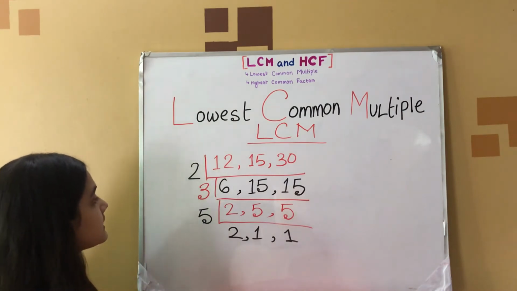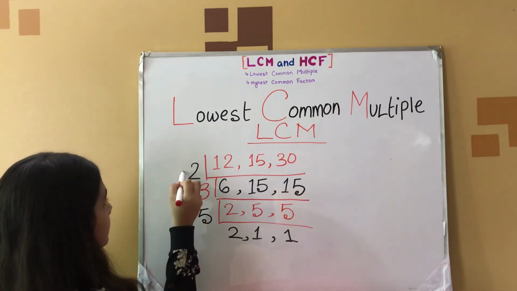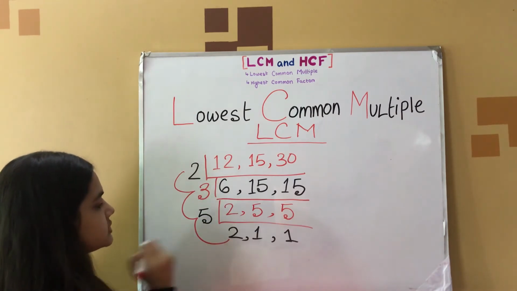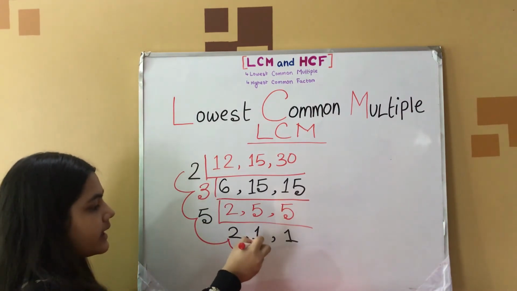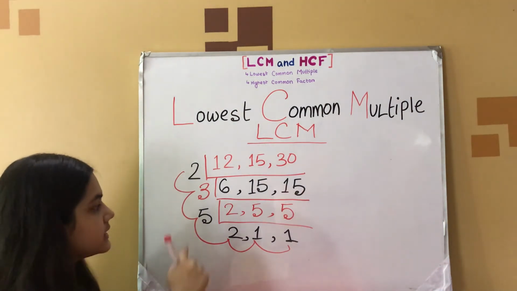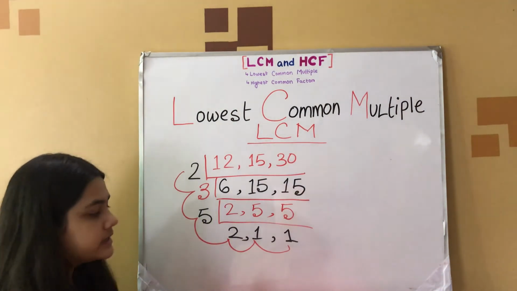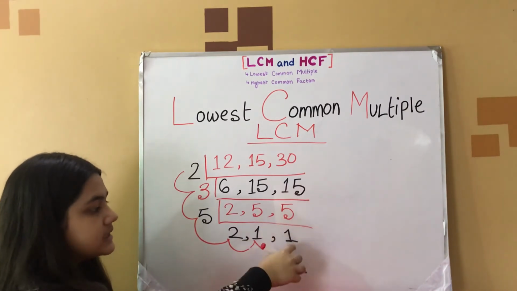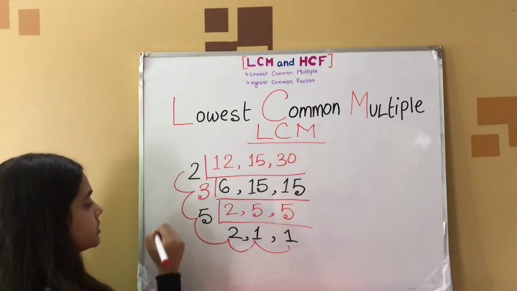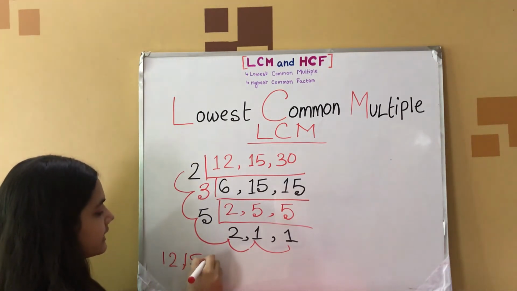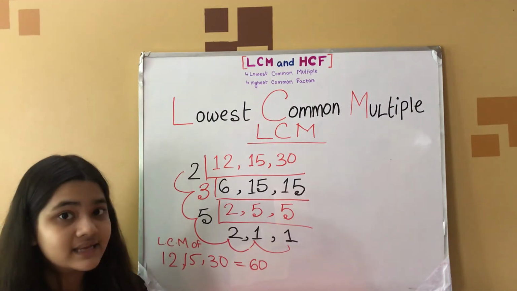So let's multiply 2 times 3 times 5 times 2 times 1 times 1. 2 times 3 is 6. 6 5s are 30, times 2 is 60, times 1 it will remain 60. So the LCM of 12, 15 and 30 is 60.